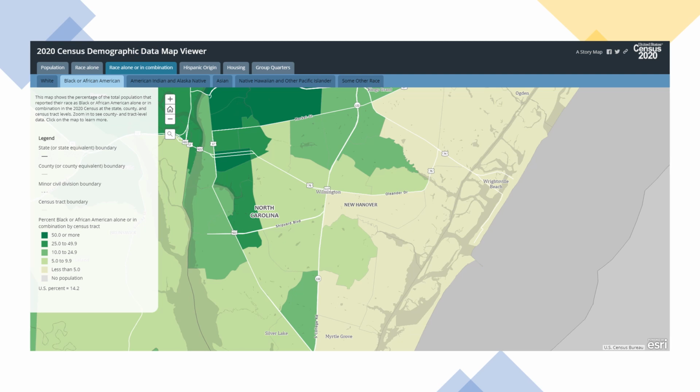Today we'll be looking at this map of the southeasternmost region of North Carolina, mainly centered around Wilmington. This map presents the world in a demographic data way, in that it is showing the percentage of the total population that was reported as Black or African American in the 2020 census.